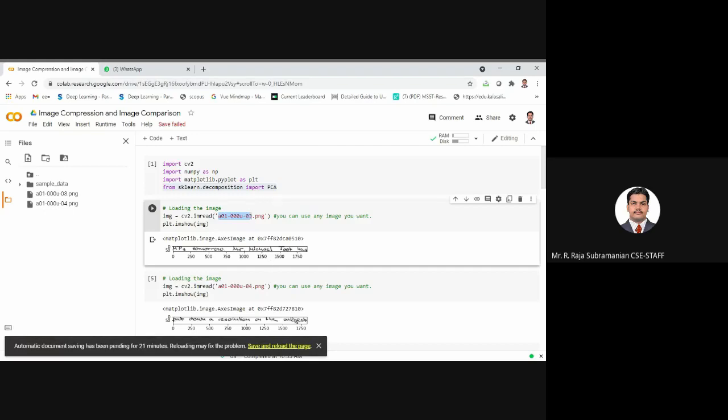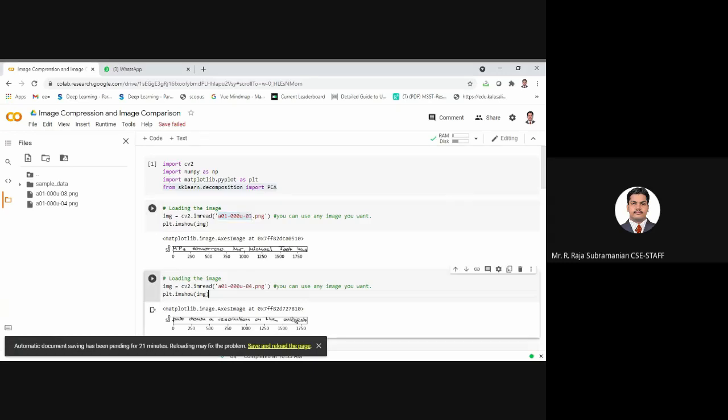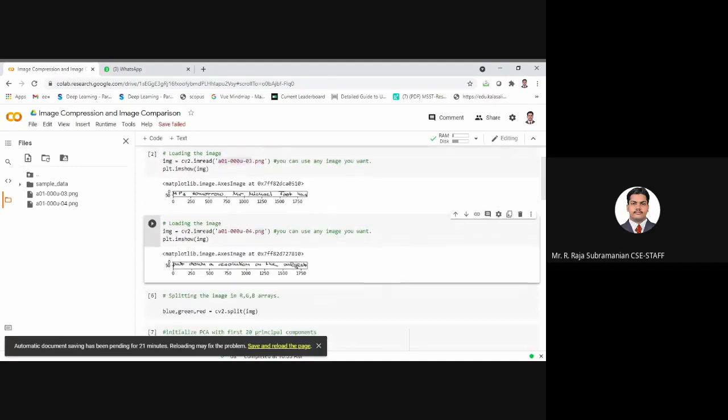So this is the thing. You have to find that A01-00U-03 should not be similar to the A02 person. It should be similar to the fourth document here, A01-00U-04. With that image it should be similar, but it should not be similar to the other person. That is the case. Next, I read the 04 image also, and then I do the compression task.